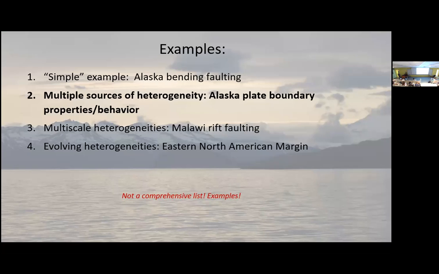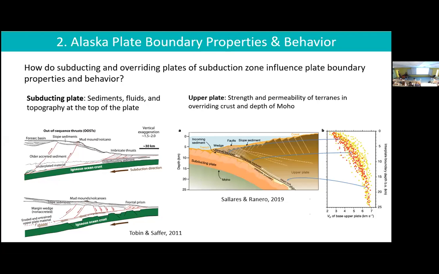And so now we're going to walk through more complex examples. We're going to stay with Alaska for a minute, but now consider multiple sources of heterogeneity that can conspire to influence the megathrust. In these settings, we want to know what controls the properties and behavior of the subducting plate boundary.